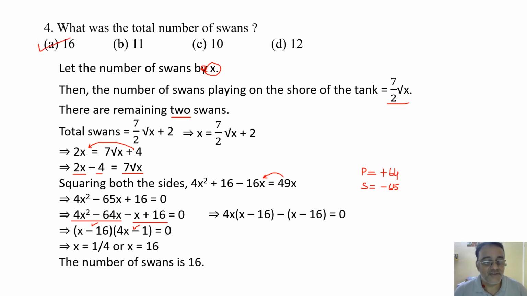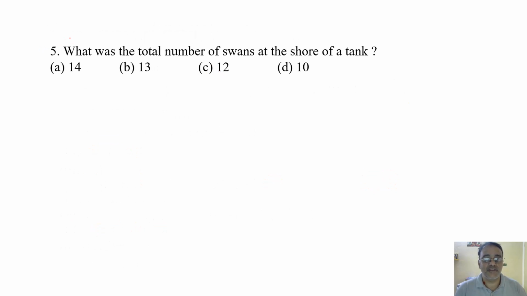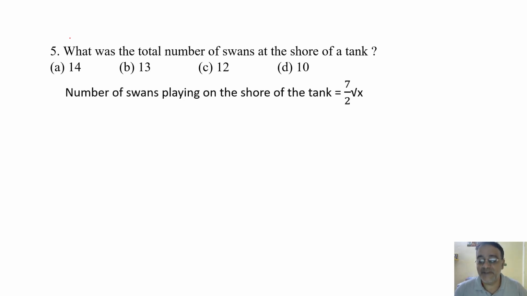A. Right. So now we are moving toward the next question, last question of this case study. What was the total number of swans at the shore of a tank? 7 by 2 root x, 7 by 2 root 16. So root 16 will be 4. And the final answer is 14. And the correct option is Option A. Option A. Right. How was the case study? This is very good. Okay.